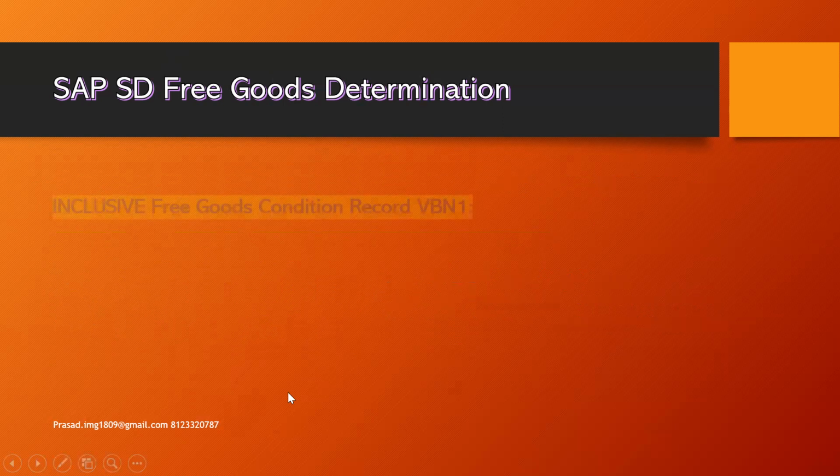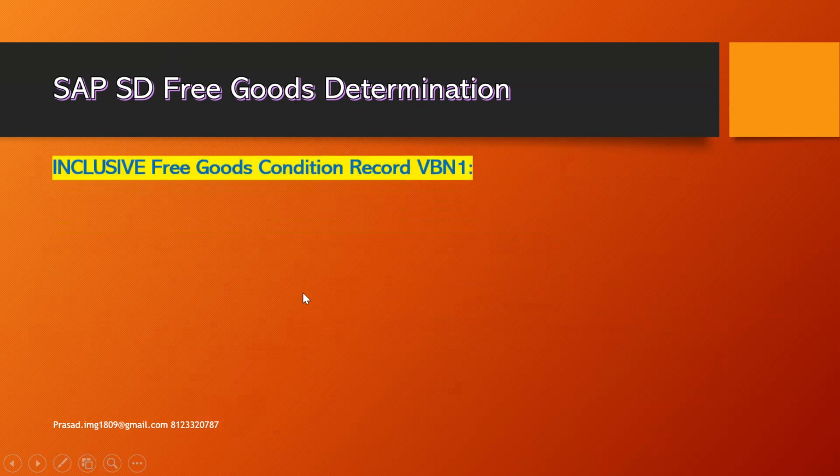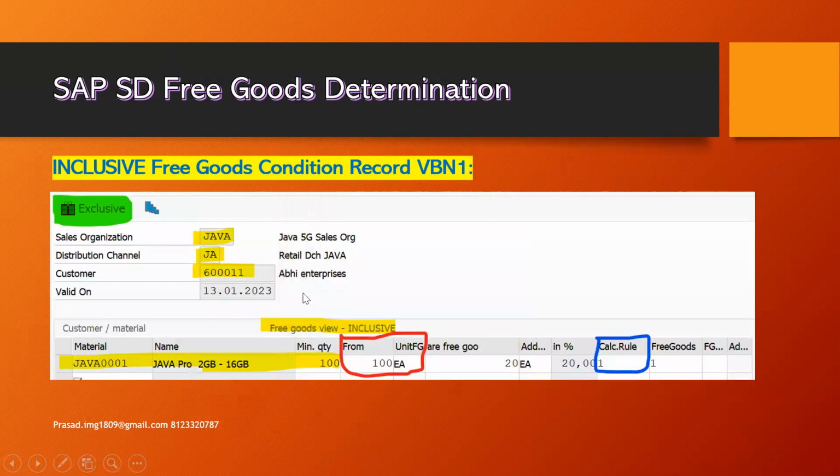So, inclusive free goods condition record maintenance using the transaction code VBN1. Please observe here, we have maintained the pricing condition record. And here, you can see the free goods view is inclusive. If at all you wanted to have the free goods view as exclusive, then click on the exclusive button so that it will become exclusive view.